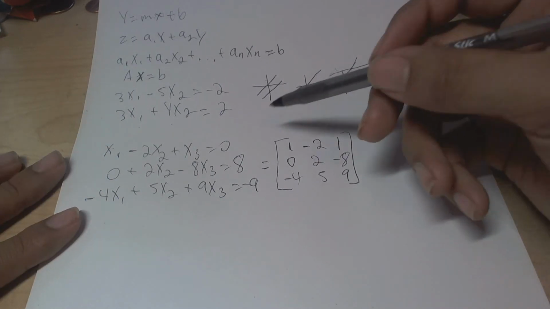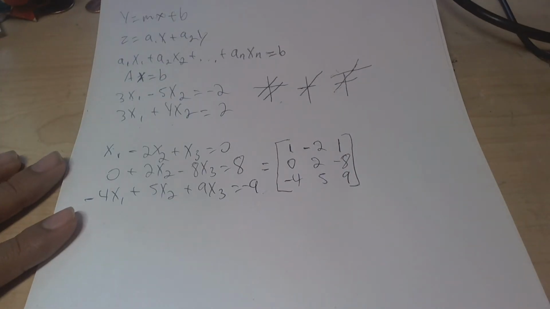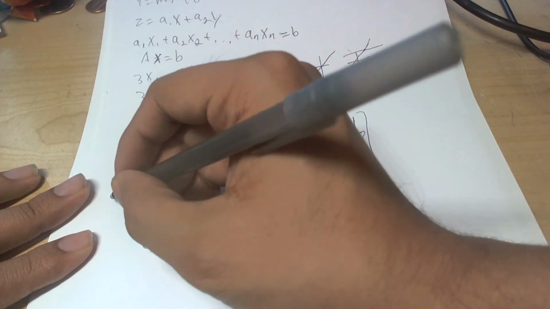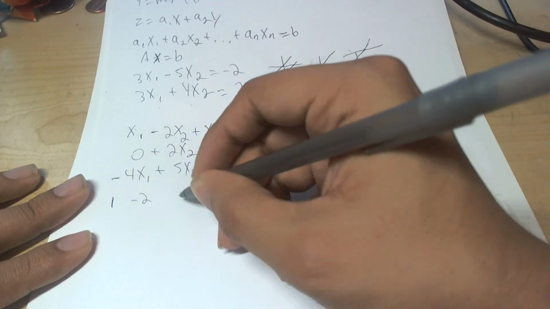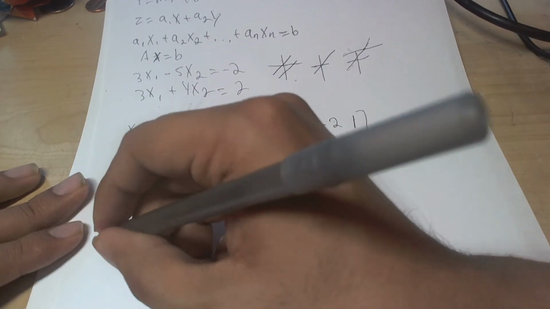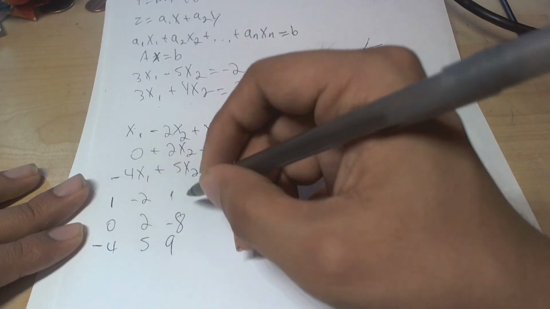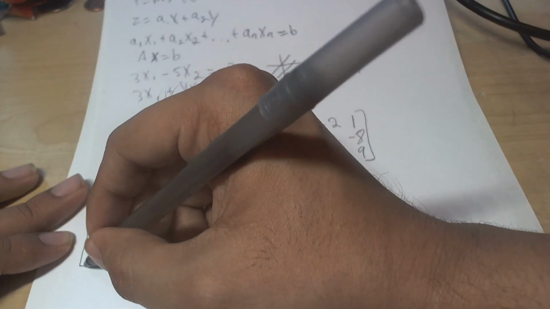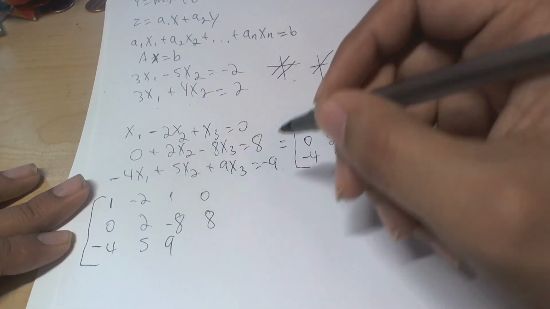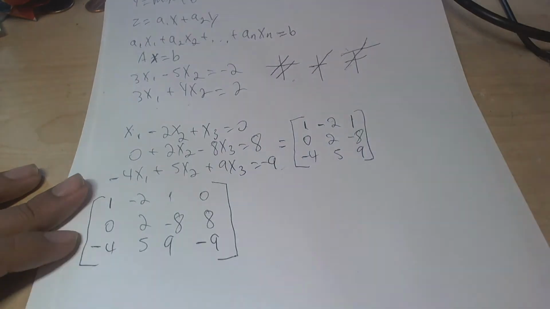You might see that I actually left out these guys. I'm getting to that. I could write them at the side, but I'm going to choose to rewrite the matrix: 1, negative 2, 1, 0, 2, negative 8, negative 4, 5, 9, and 0, 8, negative 9. That would be the augmented matrix. That's what it's called.